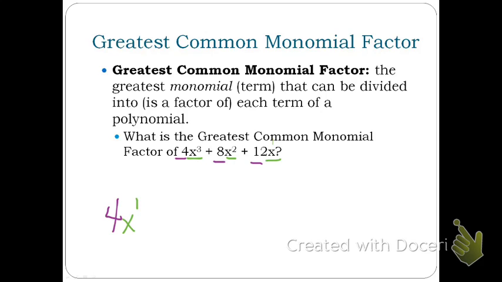Remember that if the leading coefficient is negative, you should pull out that negative, so your greatest common factor will be a negative number. If the leading term is positive, then your greatest common factor will also be positive.